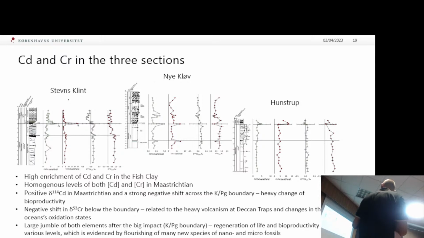These fluctuations that we see above the boundary might be the regeneration of life and bioproductivity. We don't know yet, but we know that the bioproductivity, of course, varies a lot after the boundary. A lot of species get extinct, and a lot of new species occur. And it's both nano and microfossils.